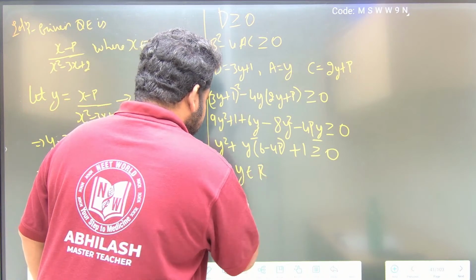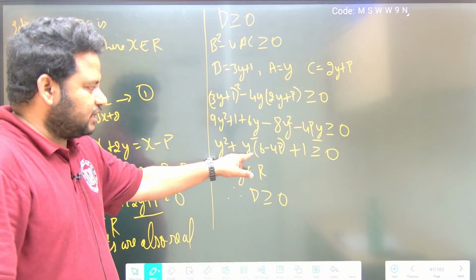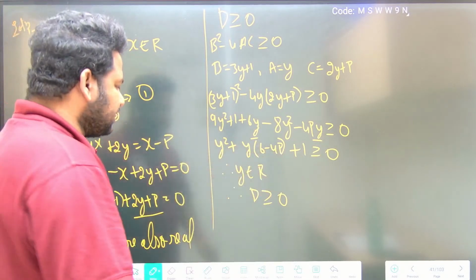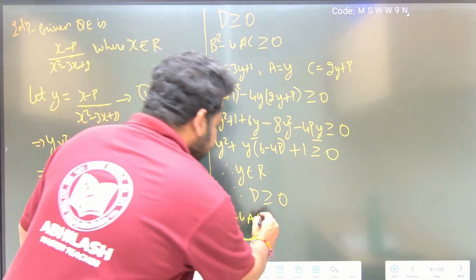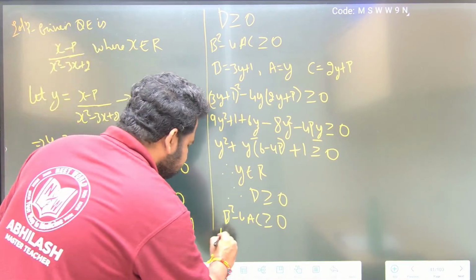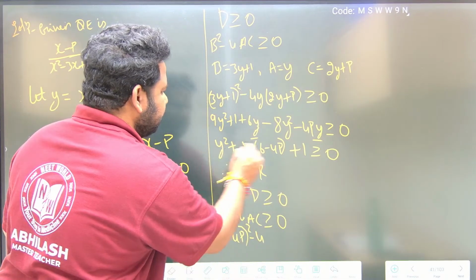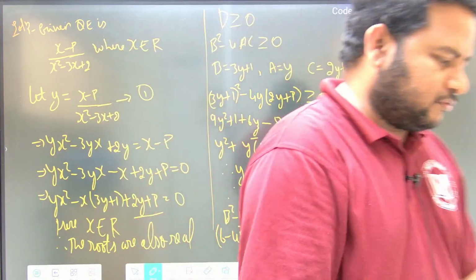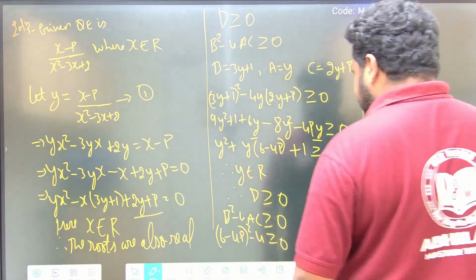Therefore the discriminant will be greater than or equal to 0 in this quadratic equation. Here b is 6 minus 4p, a is 1, and so I can apply b square minus 4ac, which will be greater than or equal to 0. Here b square is (6 minus 4p) whole square minus 4 into 1 into c, which is 1, greater than or equal to 0. So b square minus 4ac is (6 minus 4p) square minus 4.